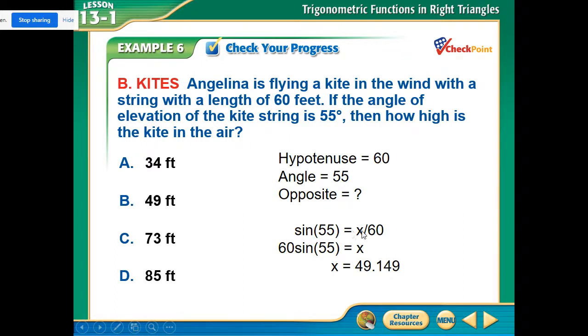So sine 55 equals x over 60. Cross multiply again, x equals 60 sine 55, and we get 49.149, or just 49 feet.